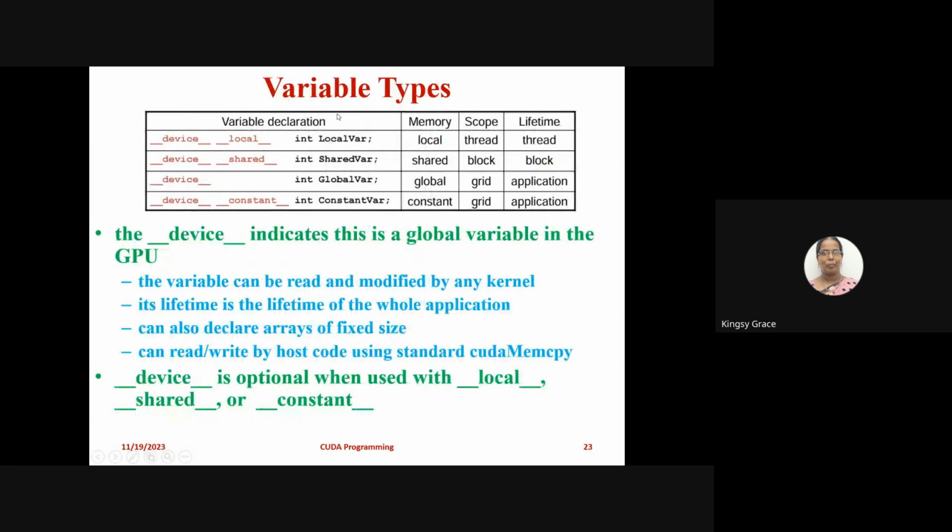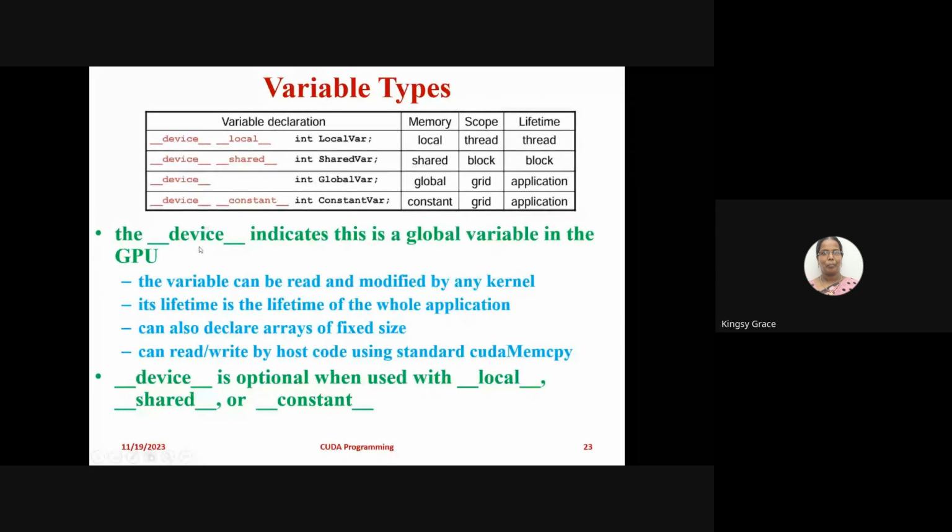There are different variable types available: device local, device shared, device constant. You can declare int local variable, int shared variable, int global variable, likewise. What the memory is, what the scope is, what the lifetime is, everything is given. Based on your requirement you can use any of those variables.